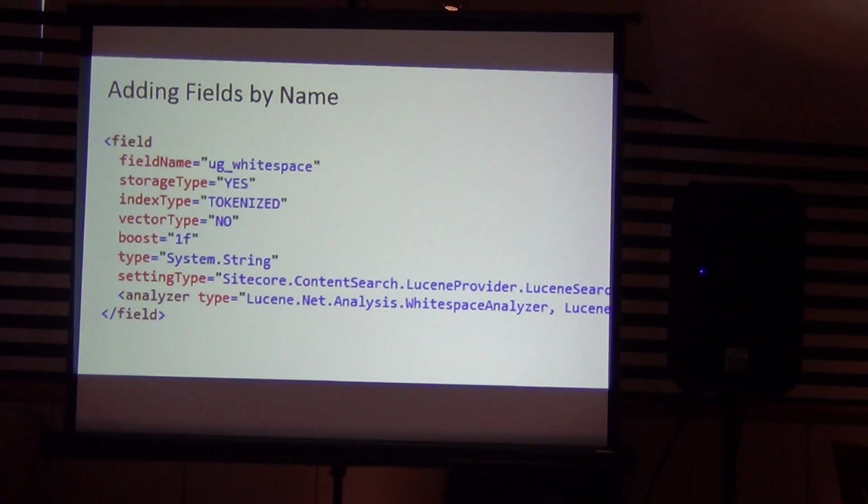Then we have some information about type. Basically, what is the .NET type? And the settings type is irrelevant because you always use the same thing. And then sneakily in here, I've specified that it should use the white space analyzer. So that is an example of adding a field by name.